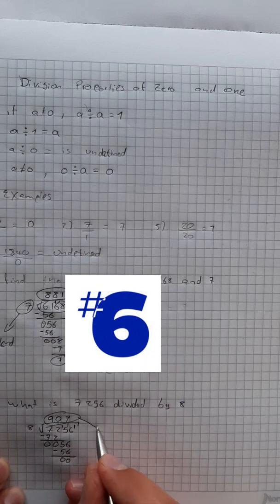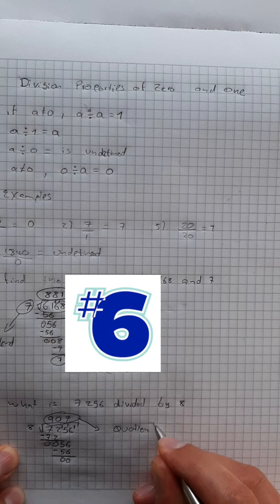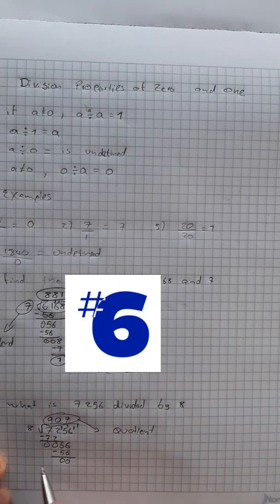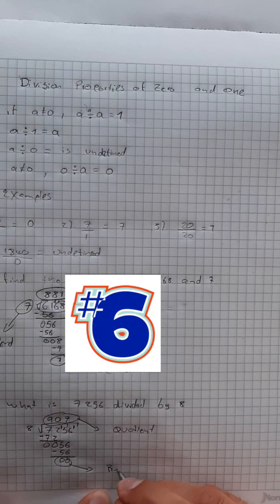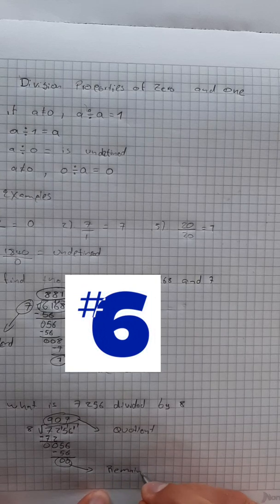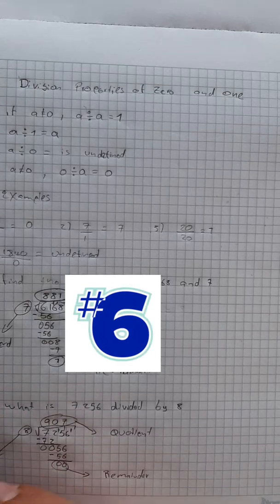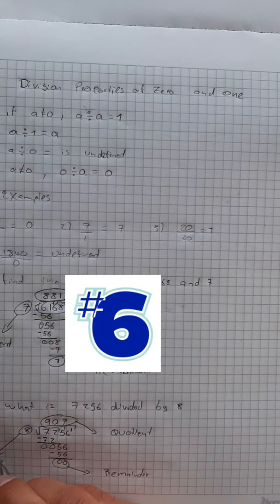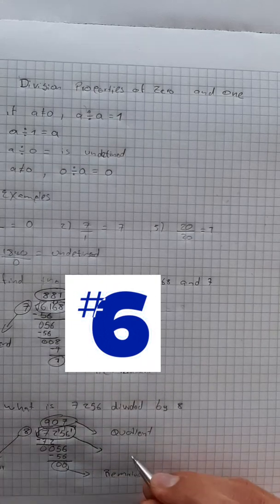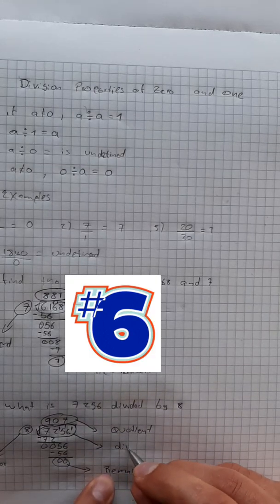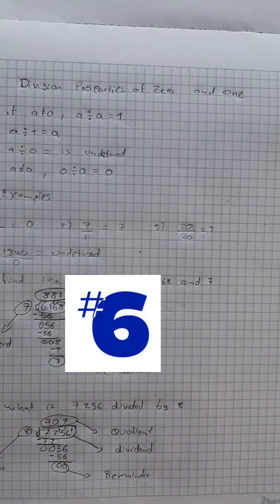Then the answer is the quotient of the division. This number here is the remainder. When the remainder is 0, it's because the division is exact. When it's a different number, it's because it's not exact. This number here is the divisor, and finally, this number is the dividend. These are the parts of the division: quotient, dividend, remainder, and divisor.